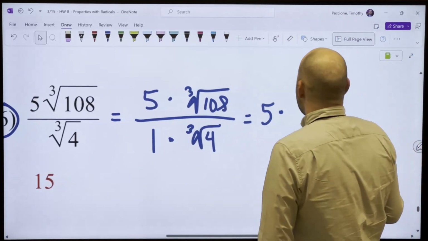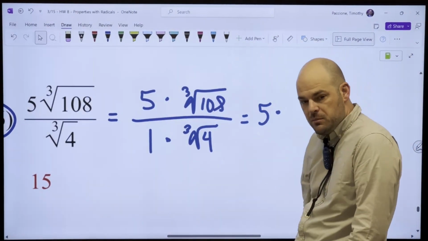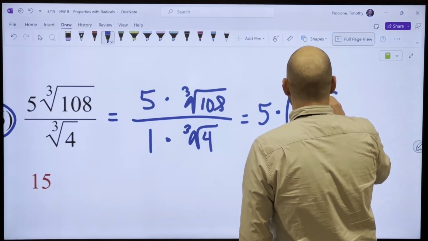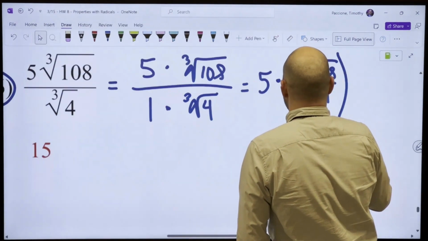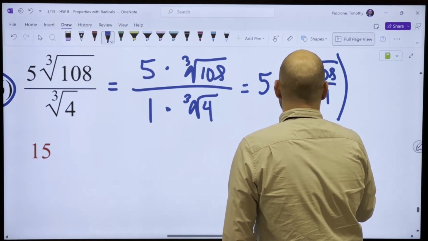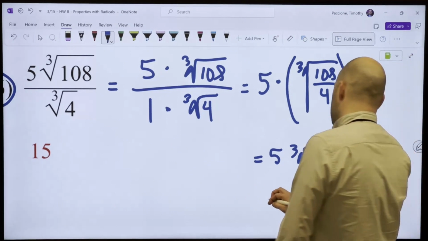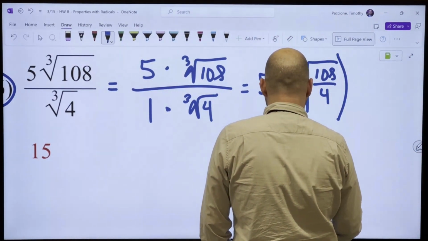So really, this is 5 times, kind of like the backwards version of the last problem. 5 times, and then if I have this, well, I can't do that, but if I bring them together, and I say the third root of 108 divided by 4, that's 27. So I have 5 times the third root of 27. Third root of 27 is 3. So I have 5 times 3, which is 15. Okay?